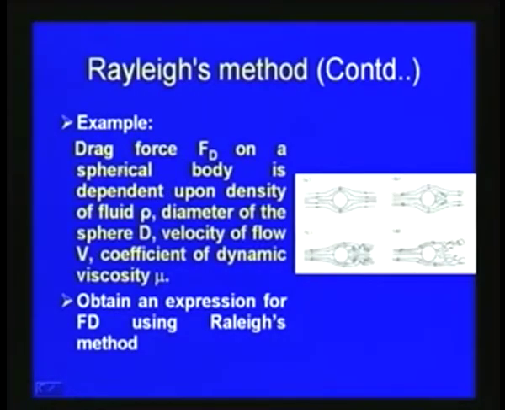The problem is the drag force. To find the drag force Fd on a spherical body, we see that it depends upon the density of the fluid, the diameter of the sphere, the velocity of flow, and the coefficient of dynamic viscosity mu. We have to obtain an expression for the drag force using Rayleigh's method. Here you can see the sphere we consider, with the flow coming and flowing over it. We want to get an expression for the drag force with respect to the various parameters involved. So, this is the problem.